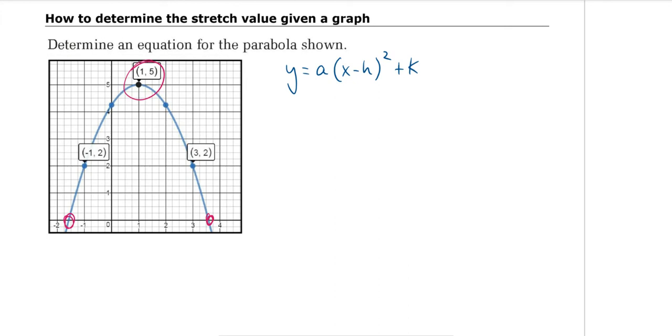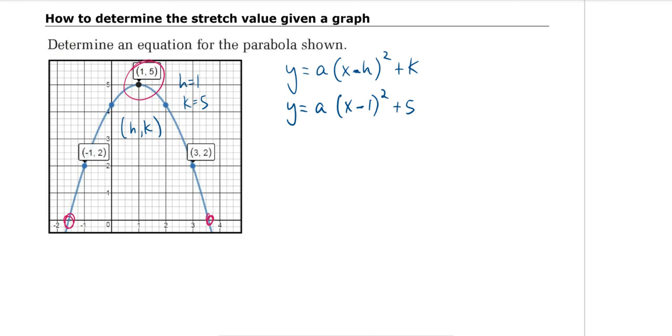So if my vertex is 1 and 5, that means h is equal to 1, k is equal to 5. Because the vertex is just h comma k. So if I put those values into my equation, I get y equals a times x minus, because the formula has to have the minus, h, which is 1 squared, and k is 5, so I'll say plus 5. And the only thing missing in this equation is a.